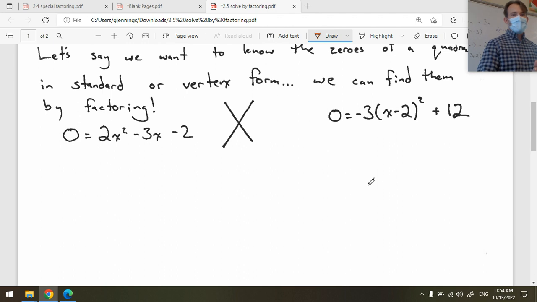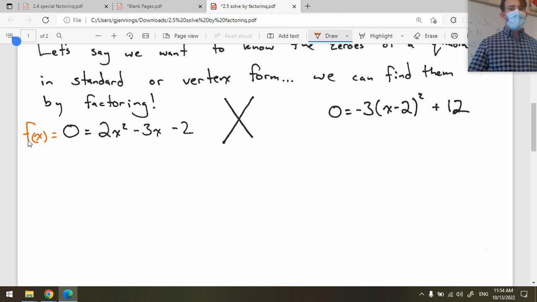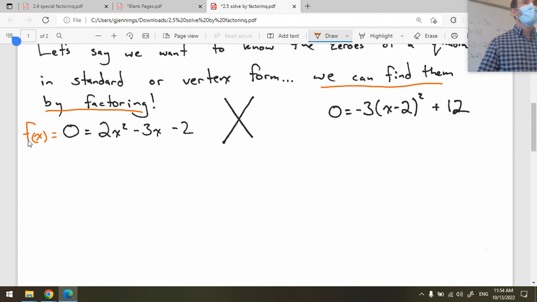All right. So we can find these zeros by factoring. Let's say we had an f of x, some function, and we want to know when that f of x is equal to 0. Here is f of x, 2x squared minus 3x minus 2. And I'm telling you, we can find the points where this function is equal to 0 by factoring this. So how do we factor something that looks kind of challenging like that? 2x squared minus 3x minus 2.